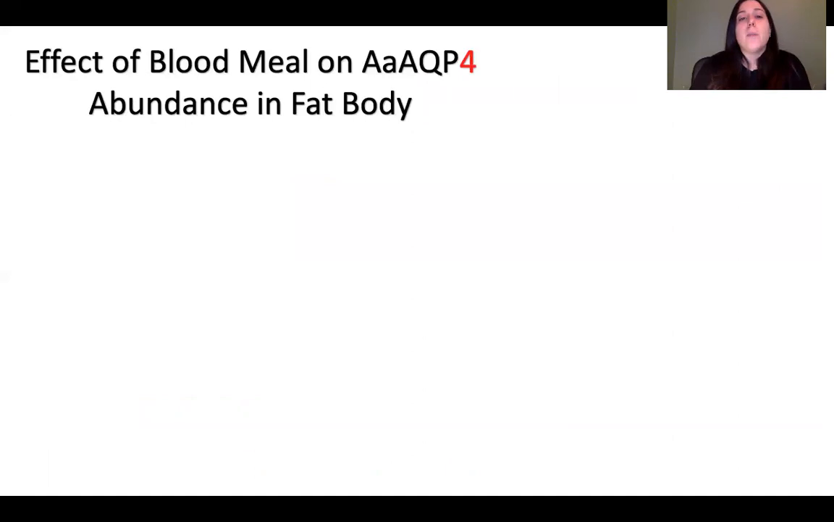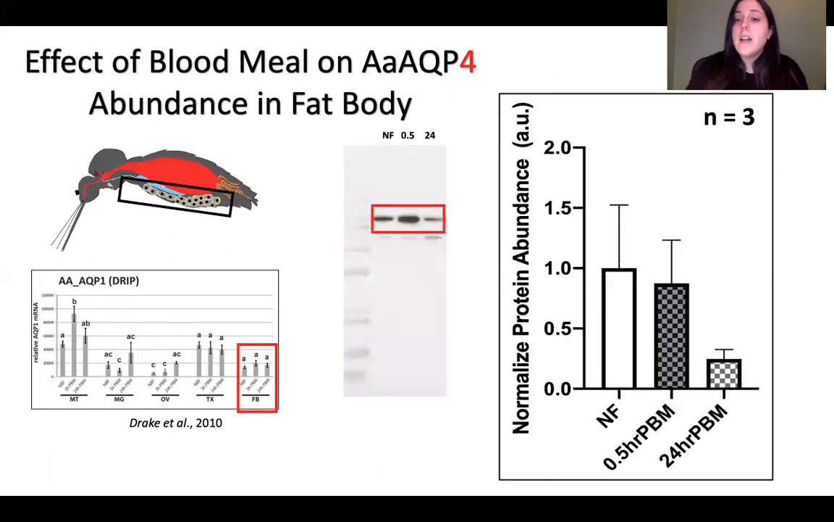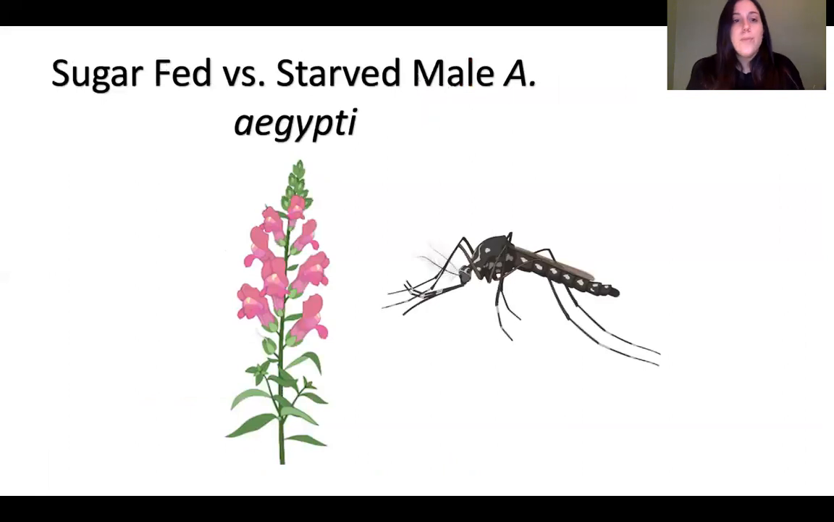So the effect of the blood meal on Aquaporin 4 abundance in the fat body, by analyzing these bands, shows that there is no significant decrease in the Aquaporin 4 abundance. However, there is a decrease in the 24-hour post-blood meal group. So this will be repeated with more replicates to hopefully produce a more accurate result.